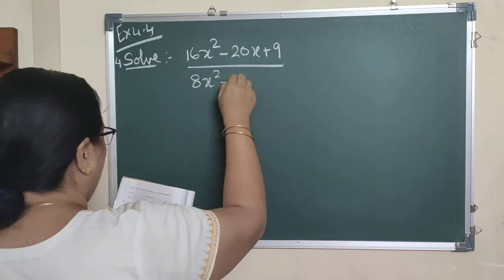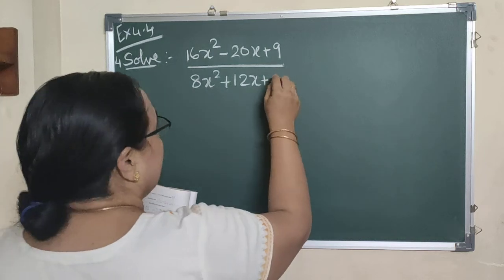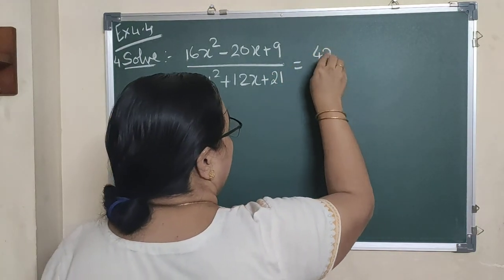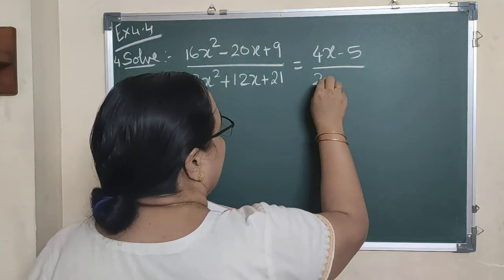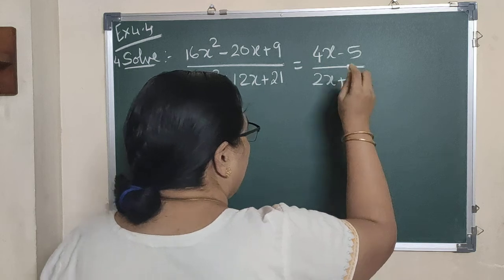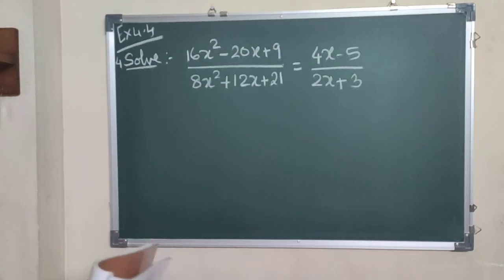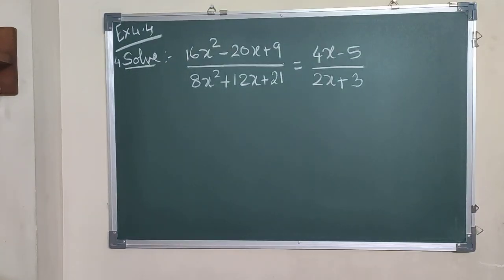So this is the question. This is the left hand side of the equation, equal to, the right hand side is (4x minus 5) upon (2x plus 3). So when we think about this sum, you have to solve. That means you have to get the value of x.